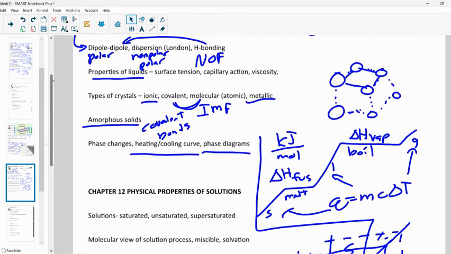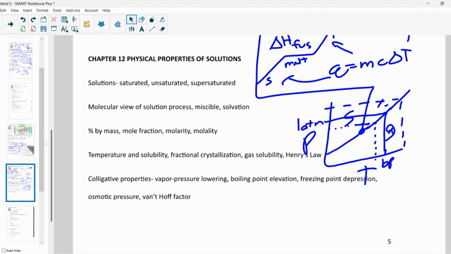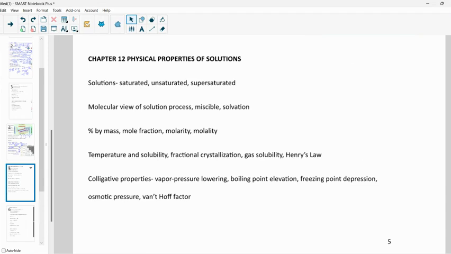All right, anything on chapter 11? Good? All right. Chapter 12. Chapter 12 we went through quickly. There's not a ton there.